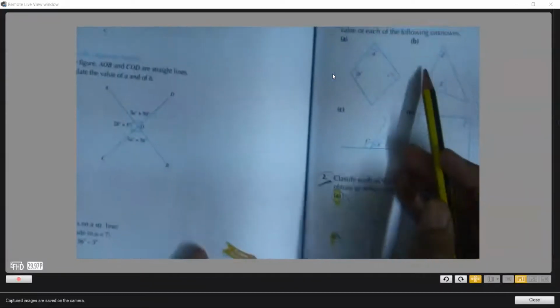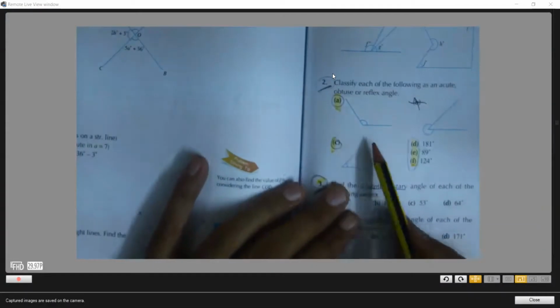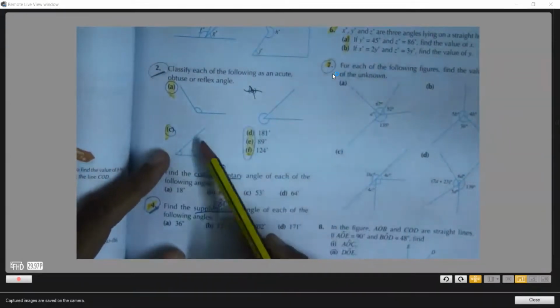Question number 1 is not included. Question number 2 is classifications, very easy. I think you guys know this. I have to tell which one is acute. Classify each of the following as an acute, obtuse, or reflex angle. But I want other people also to participate. Afifa, Anas. Okay, Anas. Can you classify? Yes, teacher.